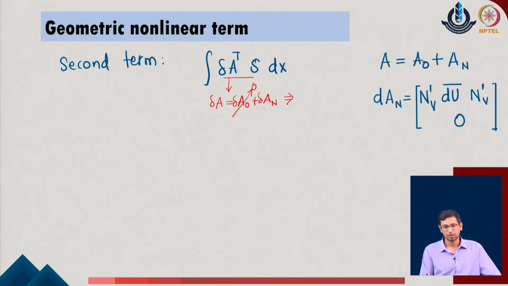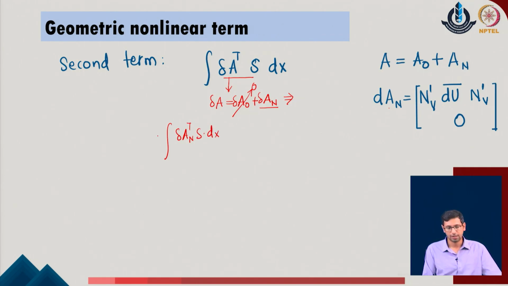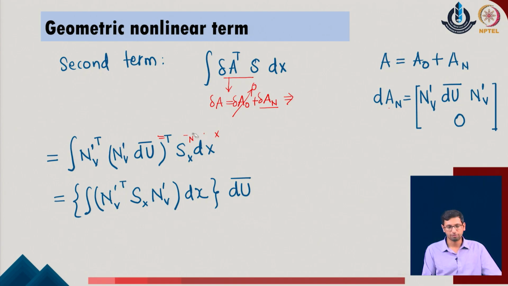So, we have only the variation with respect to del of A n in the given problem, and when we substitute the del of A n, we realize that this is the expression which is there in the given problem. So, with respect to this parameter, we write the expression that d of A n is shown over here. I will just write that the overall expression will become del of A n transpose S into dx, and this is the expression which we define. If we simplify this expression in terms of the values which we have obtained over here, we write it as n v dash transpose n v dash du bar transpose S x into dx.